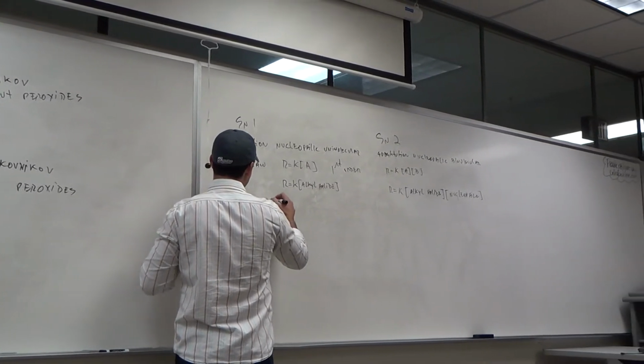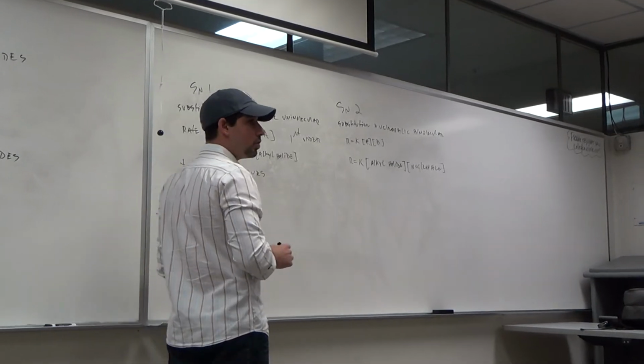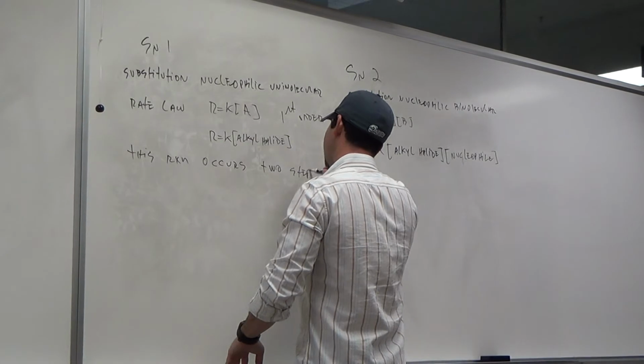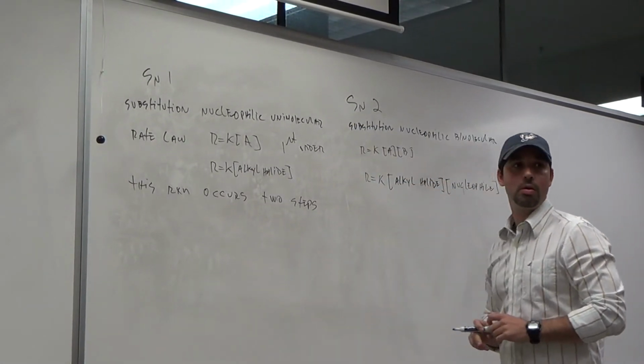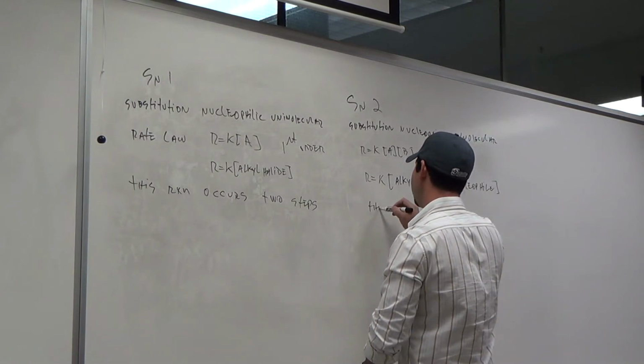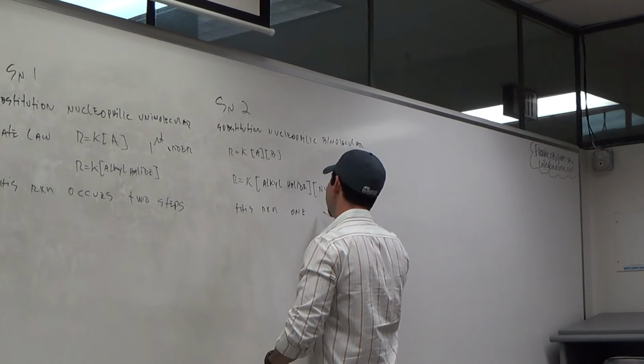Now let's talk about the mechanisms. Let's say this reaction occurs, and this is weird, okay? This reaction occurs in 2 steps. It is unimolecular, but it occurs in 2 steps. And this reaction occurs in 1 step, one concerted step, right? Yes, 1 concerted step.